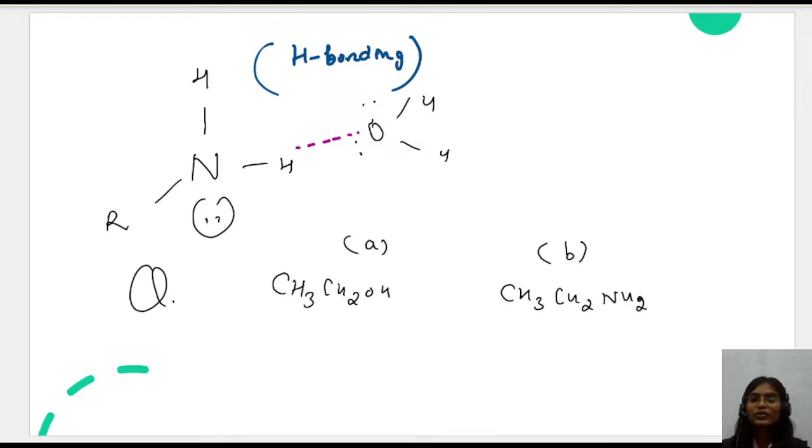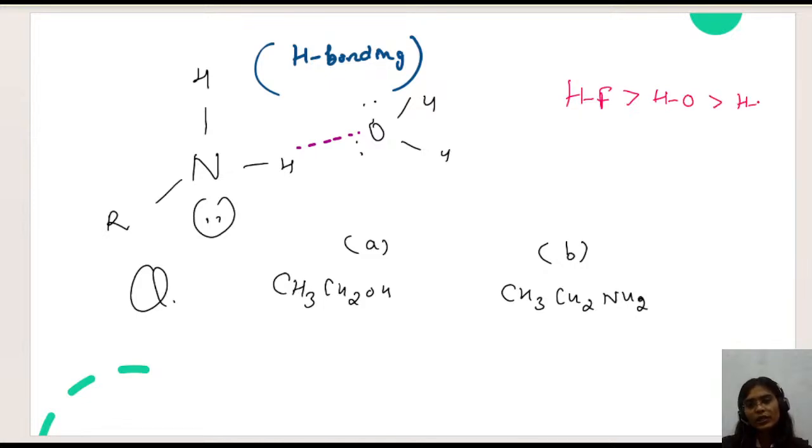Just go with hydrogen bonding, right? We know the trend of hydrogen bonding. What is the order? HF has a strong hydrogen bond as compared to the HO bond, as compared to the HN bond. In this case, the common part is hydrogen, but here this is oxygen, and oxygen is more electronegative than nitrogen. So what is the basic criterion for a hydrogen bond? First of all, small size. Now you're right, Venom.